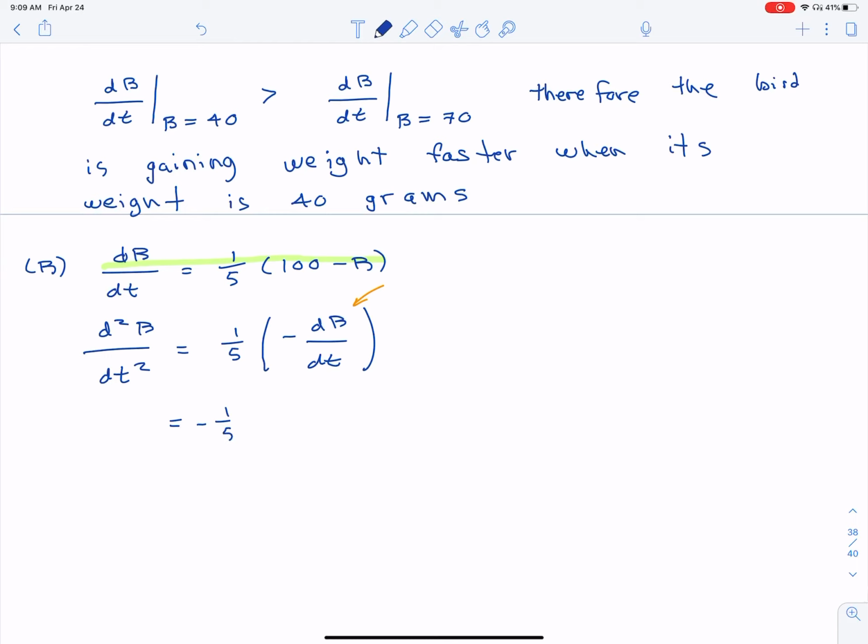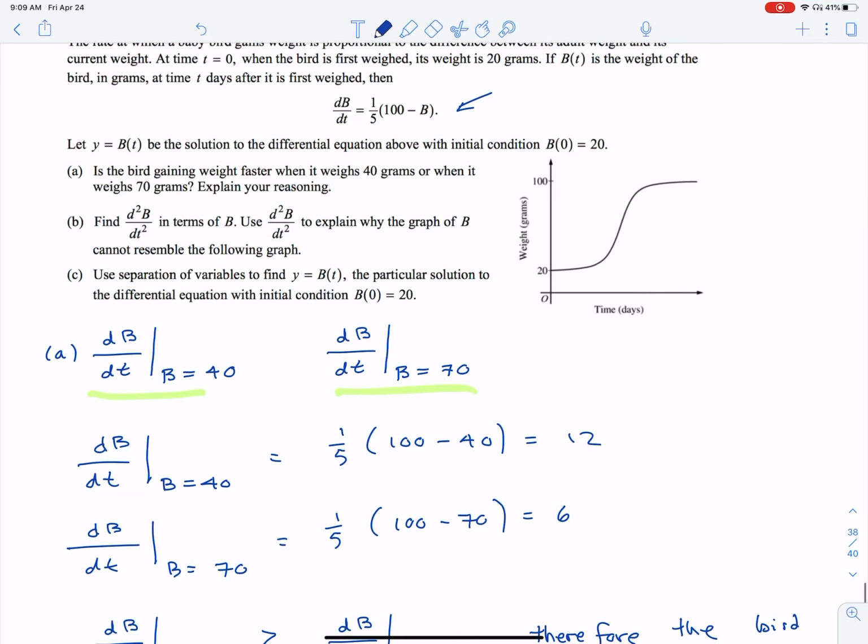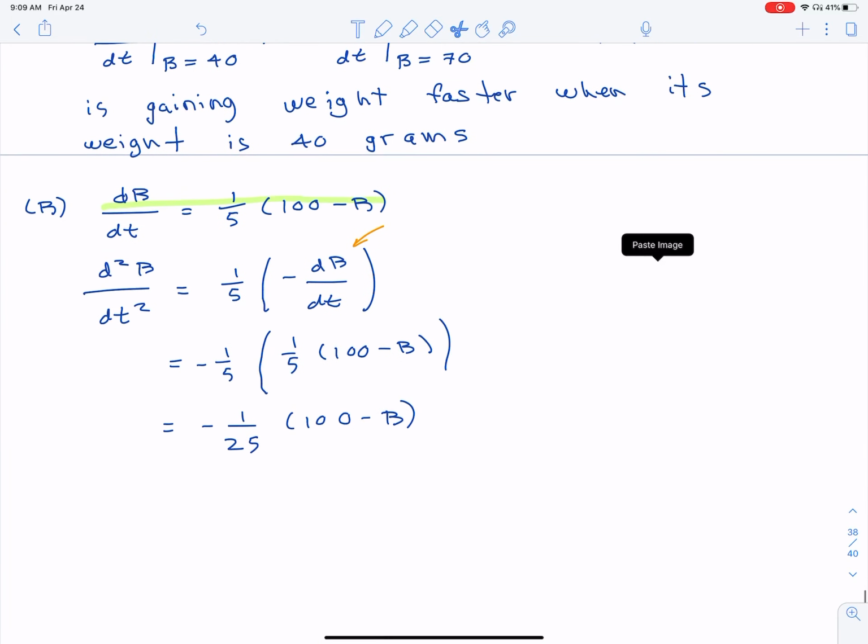So the negative 1/5 times dB/dt, which is 1/5 (100 minus b). So that gives us negative 1/25 (100 minus b). Okay, so the question becomes, how do we know that when we look at this function that we've just calculated, the graph they gave us is wrong? So let's look at the graph. I'm going to quickly grab it so we can look at it.